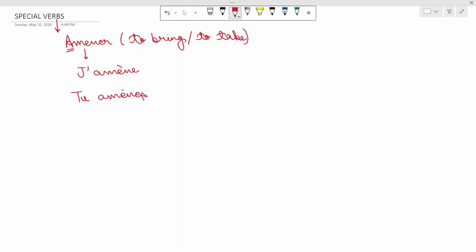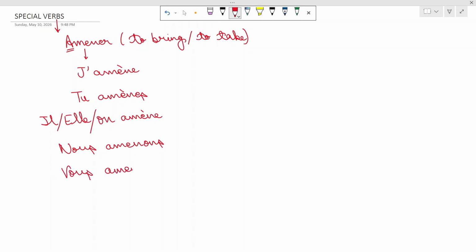Same rule applies over here. Il, elle, on amène. Now, these two, nous and vous forms are different. Nous amenons and vous amenez. We do not put l'accent grave on the letter E in these two forms. This is how amener becomes a special verb.